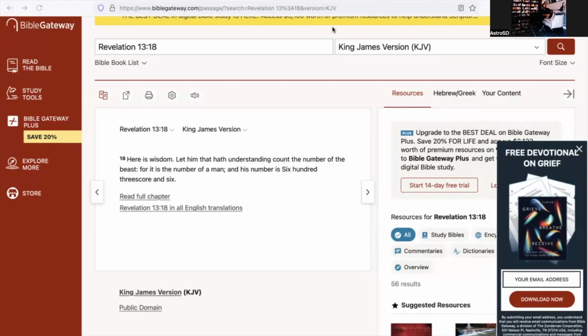Something else I want to add here. Revelation 13:18. Here is wisdom. Let him that hath understanding count the number of the beast. Count the number of the beast.